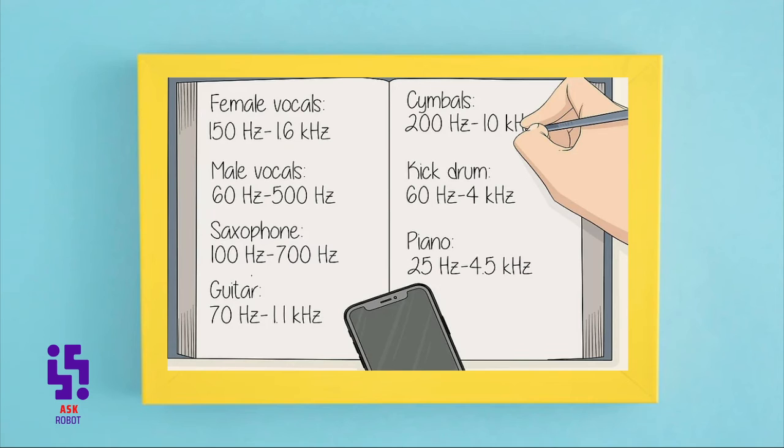Female vocals, 150 Hz to 1.6 kHz. Male vocals, 60 Hz to 500 Hz. Saxophone, 100 Hz to 700 Hz. Guitar, 70 Hz to 1.1 kHz. Cymbals, 200 Hz to 10 kHz. Kick drum, 60 Hz to 4 kHz. Piano, 25 Hz to 4.5 kHz.